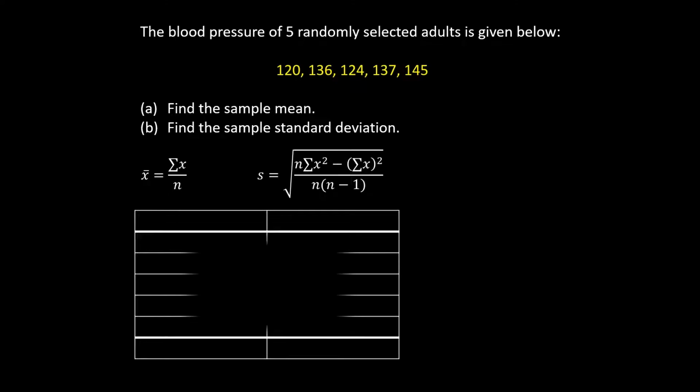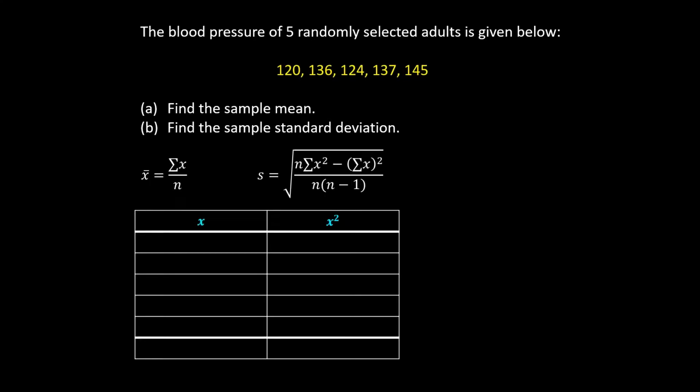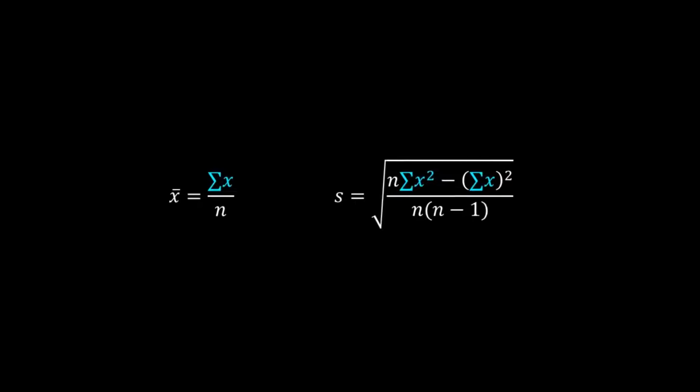Let's start by creating a table and labeling the columns. Using a table is a great way to organize the information because 1, it makes it easier to work with, and 2, by organizing the information this way, you're less prone to making mistakes. Now, a question you may have is, what do I use to label the column headers? Well, we label the column headers x and x squared because these terms appear in the formulas for the sample mean and standard deviation.